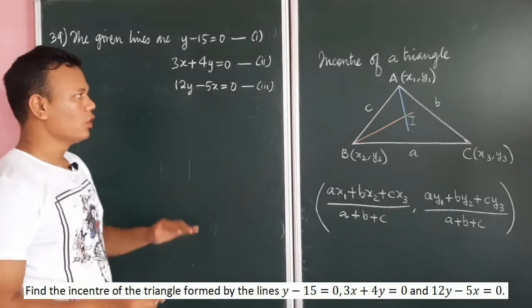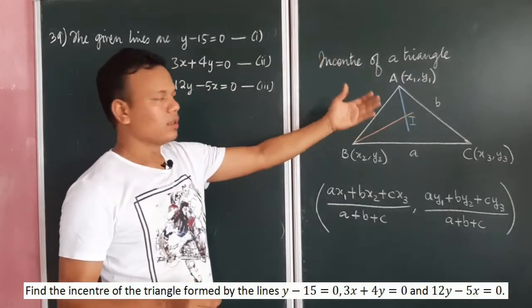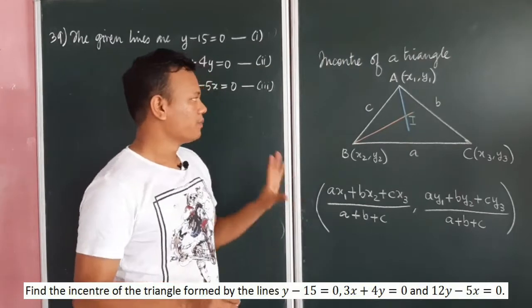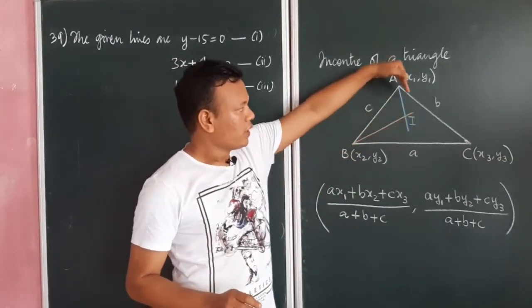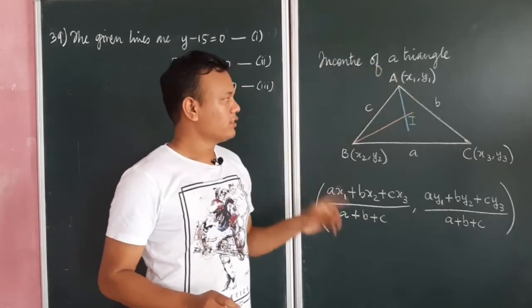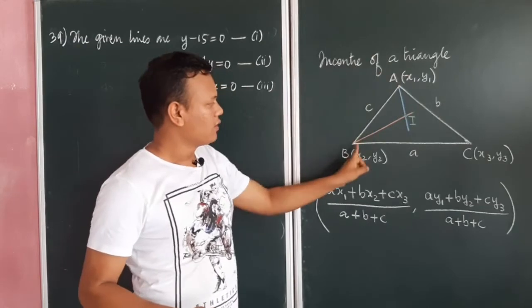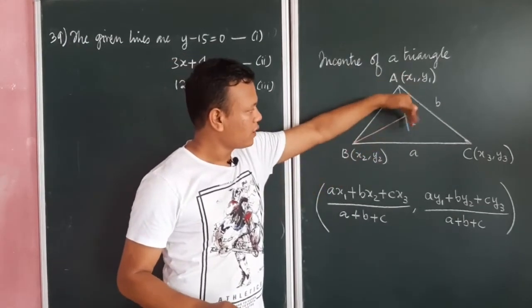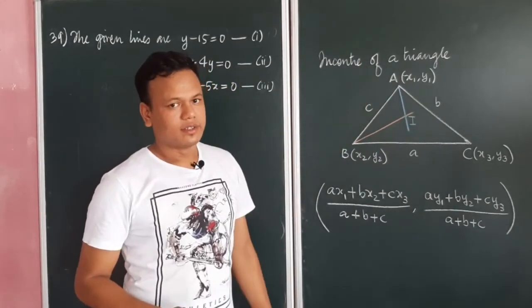Okay, so how to do it, let us see, and before that let us see what is the formula for finding the incenter of a triangle. Now we know that the incenter is the point of intersection of the angular bisectors of a triangle, isn't it? For example, this line is bisecting this angle A, this line is bisecting angle B. Okay, so whenever these angular bisectors intersect, that point of intersection is known as the incenter.